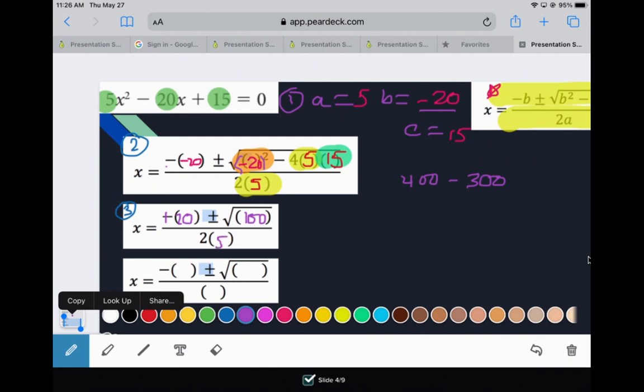So that's step 3. I'm going to pause for you. If you need to take notes, you need to copy this down, do so. Ask questions. If any number confused you, let me know.